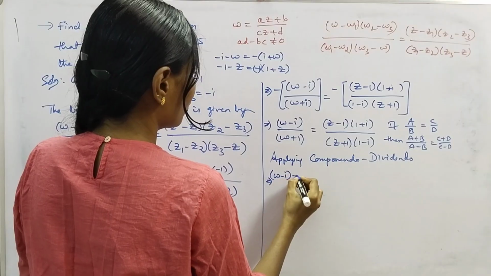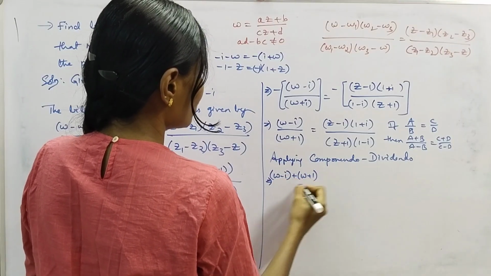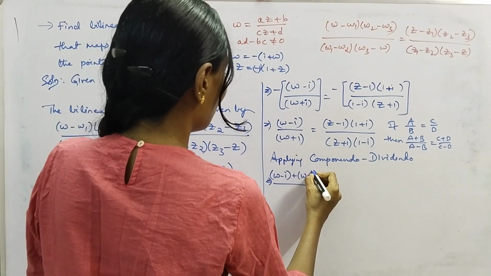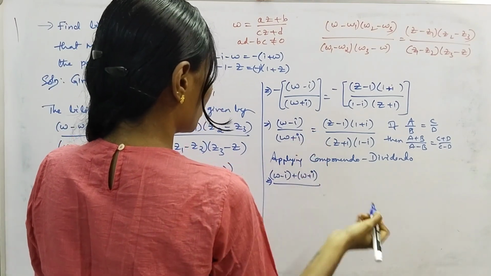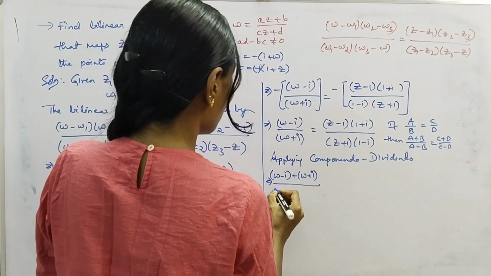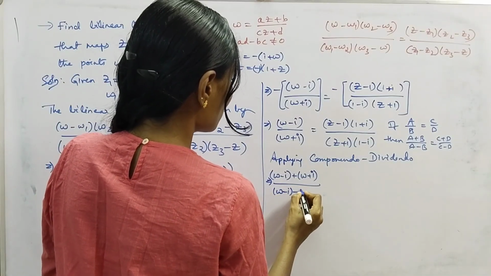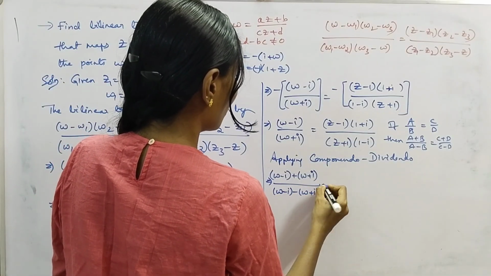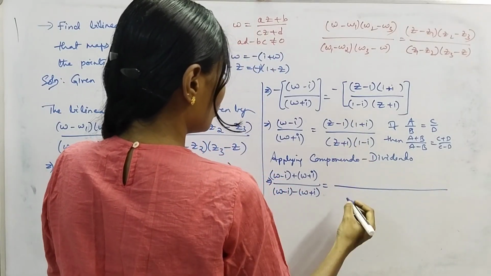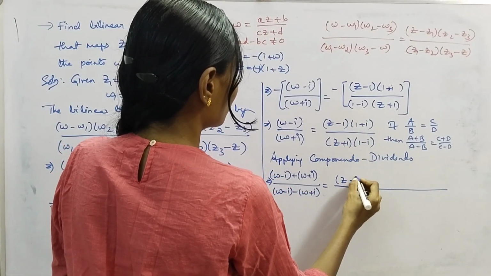Omega plus I by omega plus 1. Is it 1 or I? It's I. I'm always writing it as 1. Please be very careful while writing the numbers. And in the denominator, we'll subtract the two numbers. Here in the numerator, we'll add the two numbers, and in the denominator, we'll subtract.